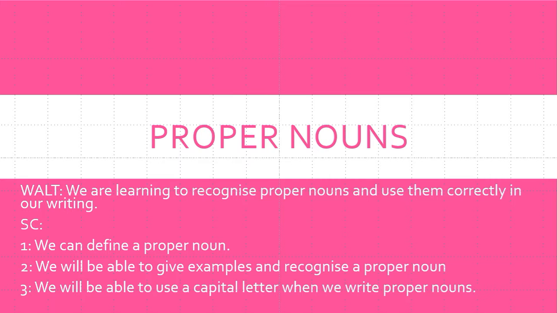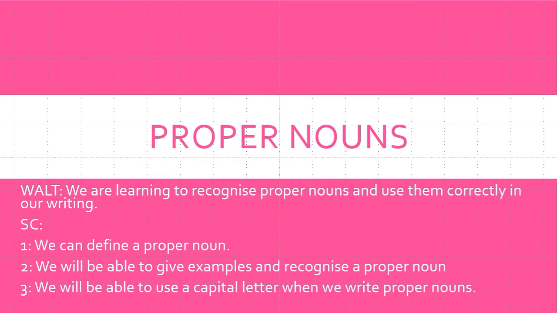The first thing that you need to be able to do is that you must be able to define a proper noun. That means that you can tell me what a proper noun is. The second success criteria is that you will be able to give examples and you'll be able to recognise a proper noun. So that means that you'll be able to give me some examples of a proper noun and that you'll be able to tell what a proper noun is just by looking at it.